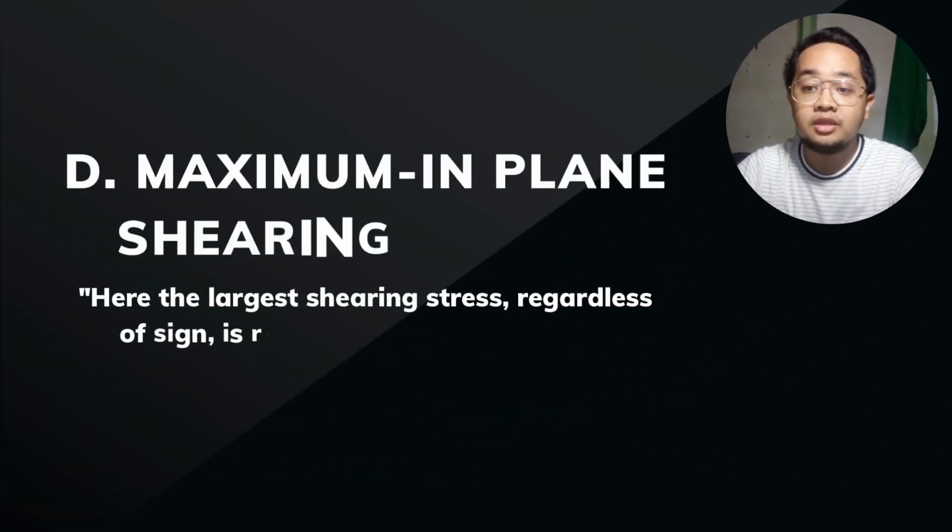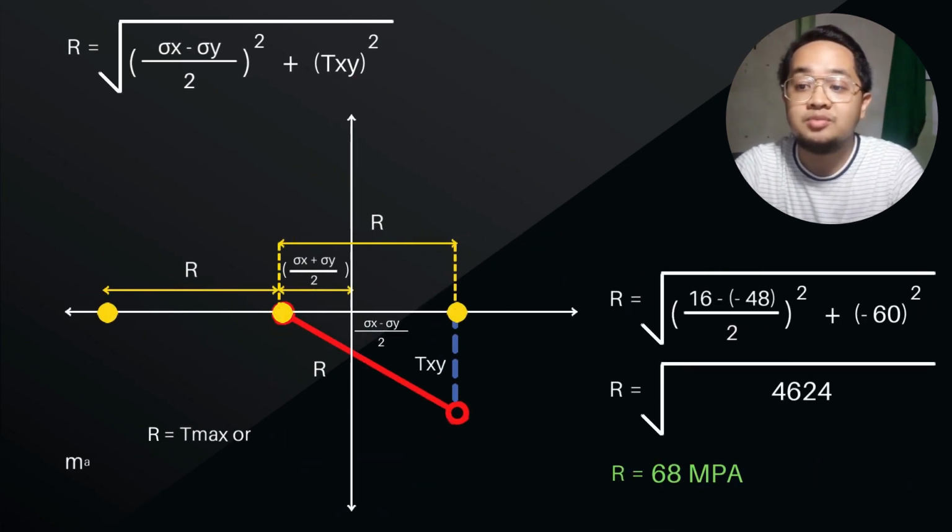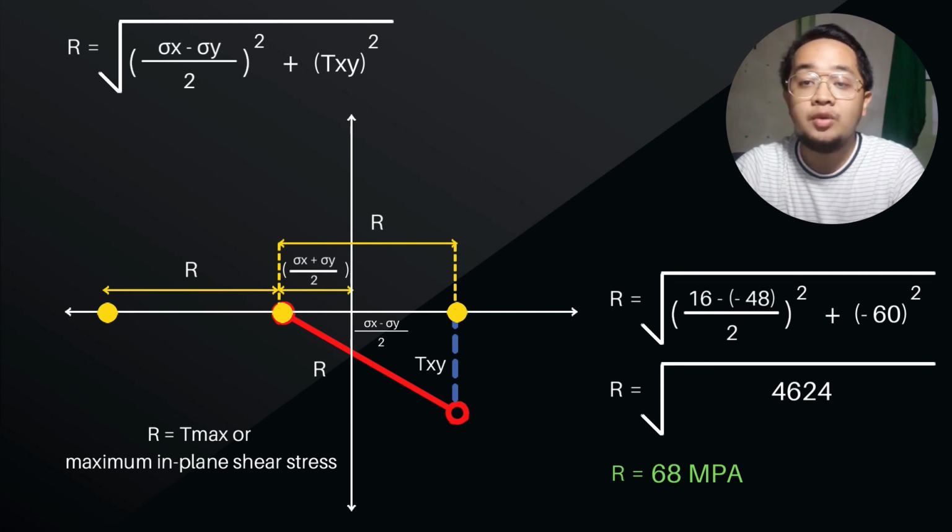For letter D, the maximum in-plane shearing stress. We already know that the radius r is also the maximum in-plane shearing stress. So let us just use the formula to calculate r, which is equal to the square root of normal stress x minus normal stress y all over 2 squared plus the shearing stress txy squared. Substituting the values, we get the square root of 4,624, which is equal to 68. Our maximum in-plane shearing stress is 68 MPa.